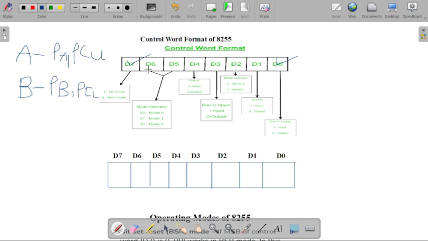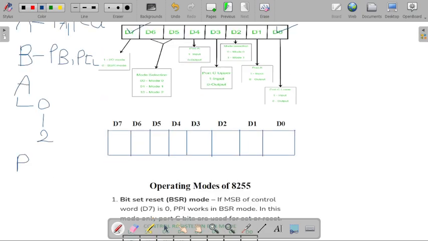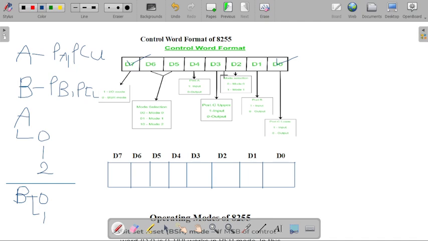Each and every port has its own location in our control word format. In the case of group A, there are three modes of operation: 0, 1 and 2. In port B, two modes are available, mode 0 and mode 1. So these different modes of operation are included in our control word format.